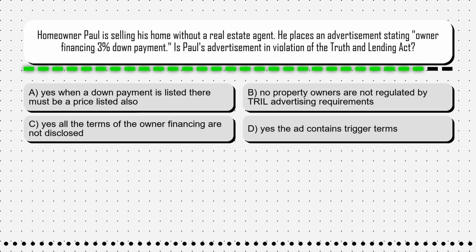Question 22. Homeowner Paul is selling his home without a real estate agent. He places an advertisement stating owner financing, 3% down payment. Is Paul's advertisement in violation of the Truth in Lending Act? Option A, yes, when a down payment is listed there must be a price listed also. Option B, no, property owners are not regulated by TILA advertising requirements. Option C, yes, all the terms of the owner financing are not disclosed. Option D, yes, the ad contains trigger terms.